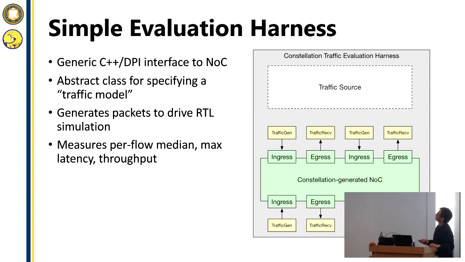So at this stage, for this very basic, almost internal-only protocol, we can generate a very simple evaluation harness in C++. So there's a C++ and DPI interface to the NoC, as well as an abstract class for specifying a traffic model. So we can plug in some C++ code here that will inject traffic into the network. And this entire framework can measure per flow, median, and max latency, throughput, all the metrics you want when you're doing a NoC performance evaluation.